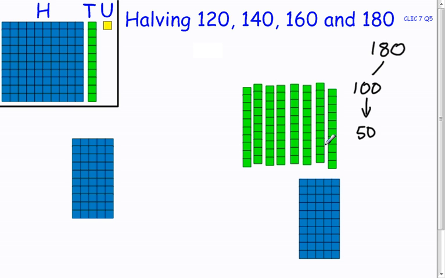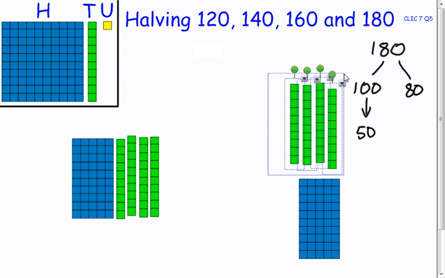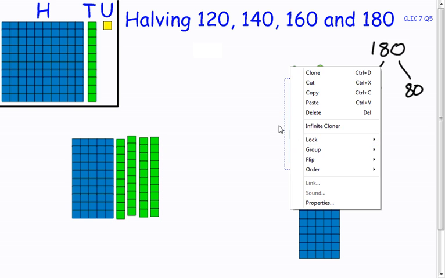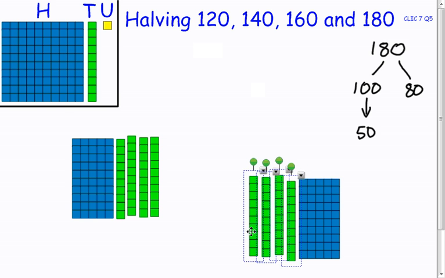Right, what have we got here? What have we got? 80. Well done. So what is half of 80? 40. So I'm going to put 40 over here. And I'm going to put 40 over here. So I'm going to write 40 there. Now, how much have we got in each pile?